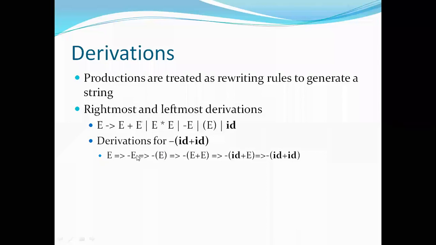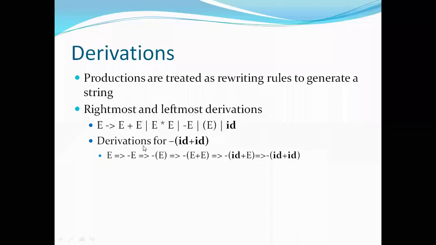So E is replaced with brackets E, and this E is again replaced with E plus E. Then the first E is replaced with ID, and the second E is replaced with ID again. So we are using leftmost derivation. Why? Because we are replacing the leftmost non-terminal by its alternatives. So this is the derivation for the given string.